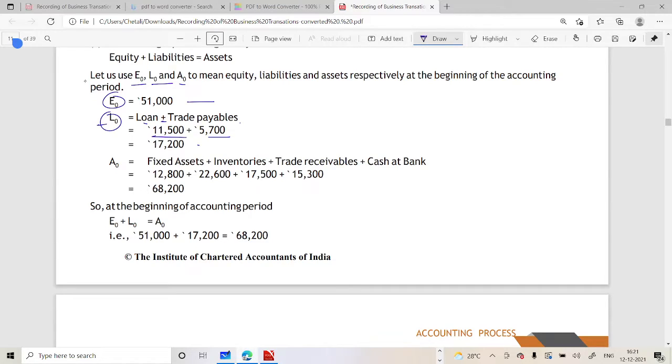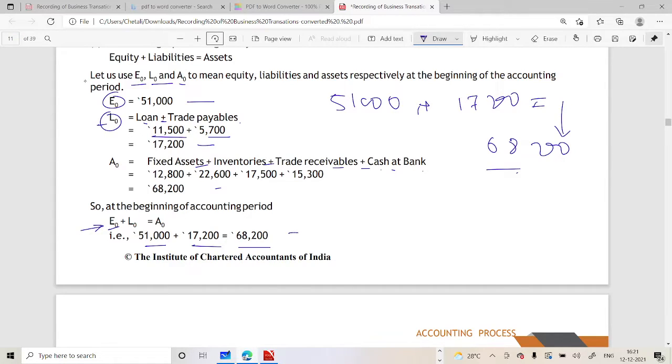So total liabilities that you have, which is total equity 51, liabilities that you have around 1720, and then fixed assets, inventories, trade receivables, and cash at bank that you have, which is around 6820. Right. So when you do this with this formula, equity plus your liabilities is equal to this 68. This is how the accounting equation works.